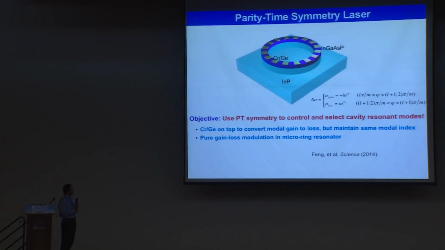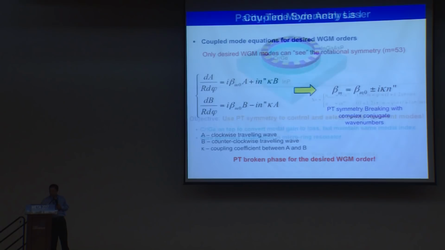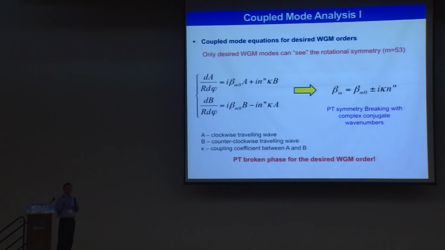So we want to use the PT-symmetry to control and select a specific cavity mode and to achieve lasing. As I say, this is a pure gain and loss modulation. The real part is constant everywhere. So by simple mode analysis, in such a configuration, you can model that as two traveling waves. One is clockwise, the other counterclockwise, and both are whispering gallery modes. Again, such a cavity supports many types of modes.